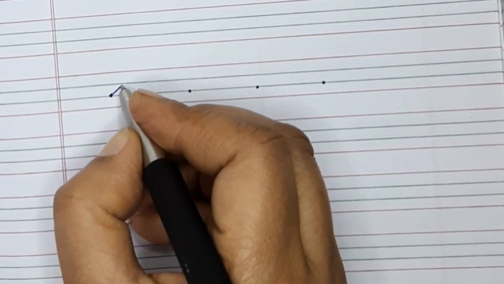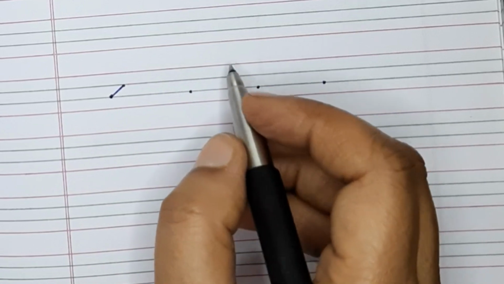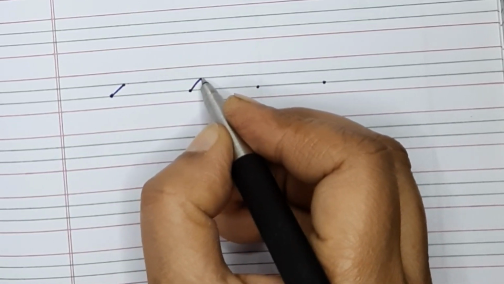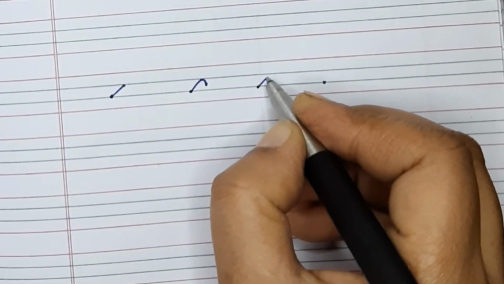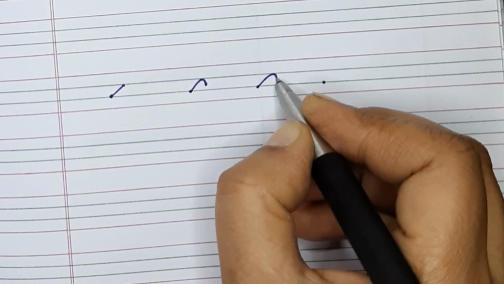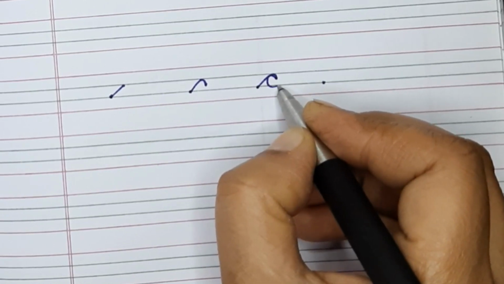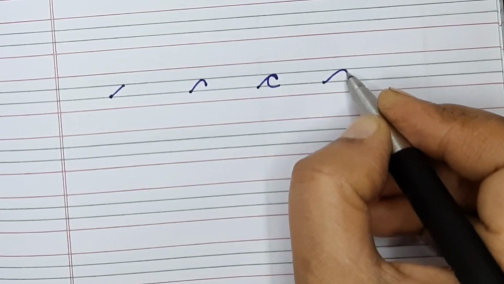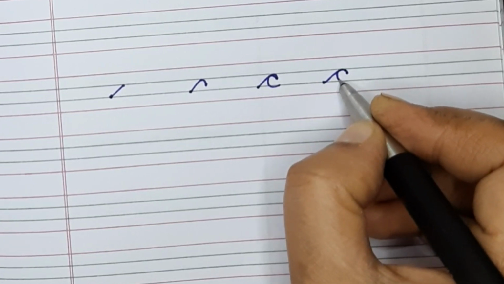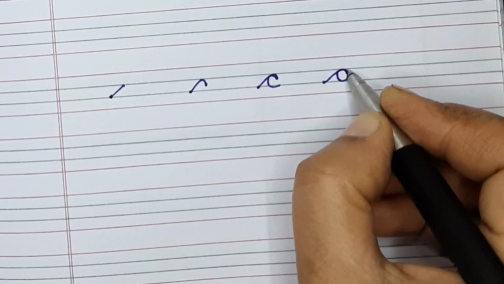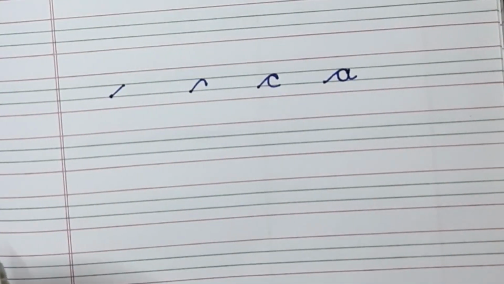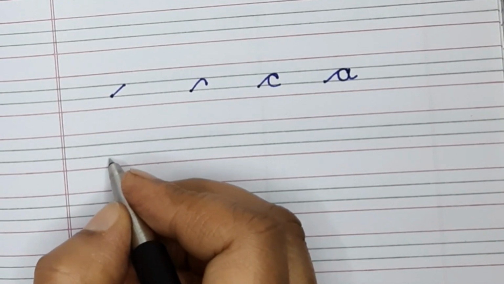Pencil on the dot. Go slant line up. Slant line up. Take a turn. Take a turn. Come back on the same line till half. Make a new line with a open curve. Go up and come back on the same line and tail. This is A.